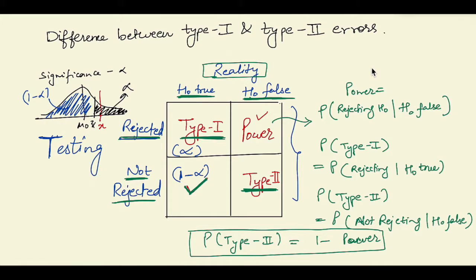Now to calculate the power or the type 2 error, we need to assume that h1 is true. We can't calculate the power or type 2 error by assuming h0 is true, because here in the conditional probability we have to assume that h0 is false. So let's see a small example of how to calculate power and probability of type 2 error.